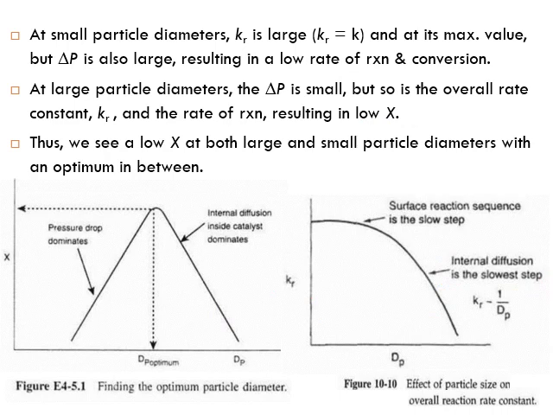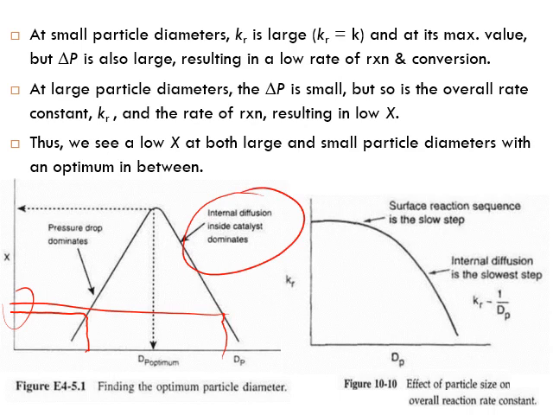Okay, so thus we see a low conversion at both large and small particle diameters with an optimum in between. Very large particle size is bad because it will lead to a small rate of reaction due to the high internal resistance to diffusion, right? And very small particle size is also bad because it leads to high pressure drop, leading to small rate of reaction, leading to small conversion. Of course the reason for getting small conversion is different, because at large particle size the internal diffusion inside the catalyst dominates, but at small particle size the pressure drop dominates. And then obviously we have an optimum value for the particle size where the conversion is at its maximum value.